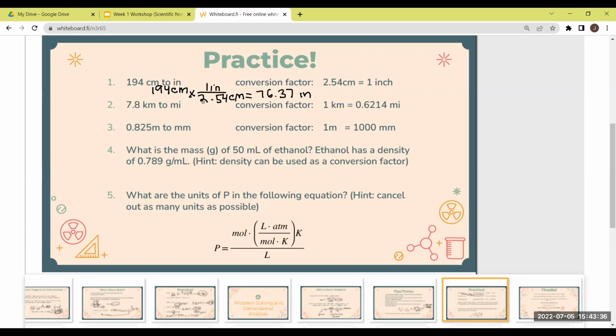Since we only have 3 significant figures in the given, we're only going to record 3. And then we're going to check the next decimal place to see if we're going to round our answer. Because this is a 7, it's going to round up. So we can record our final answer as 76.4 inches.